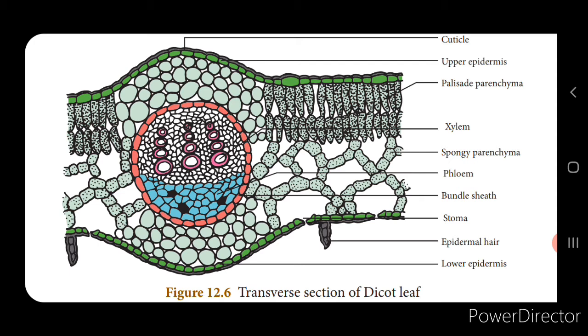The next layer is the spongy parenchyma. You can see there is a lot of space in between, isn't it? A lot of intercellular space. And the cells are also not in a proper shape. Sometimes they are spherical, some cells are oval, and some cells are in irregular shape.